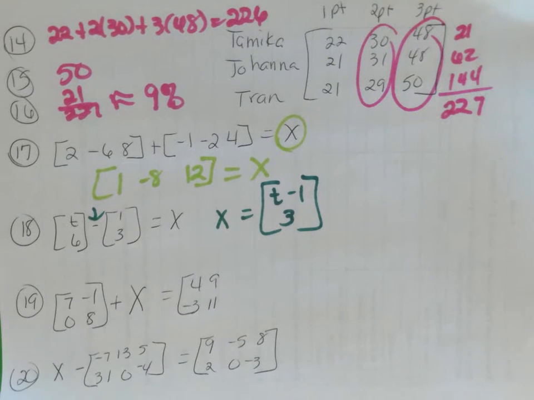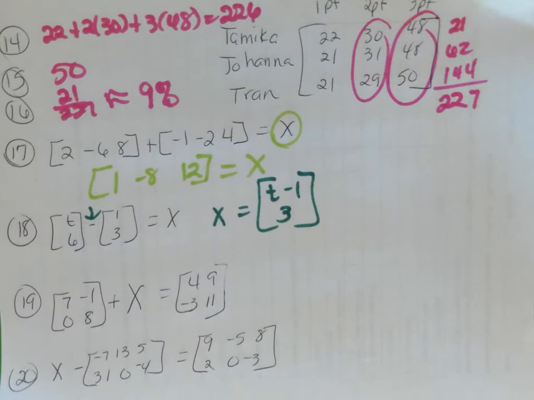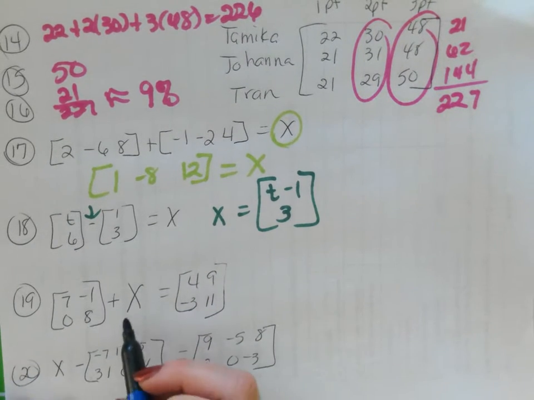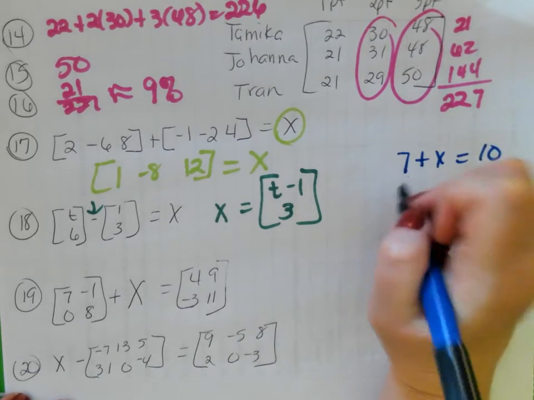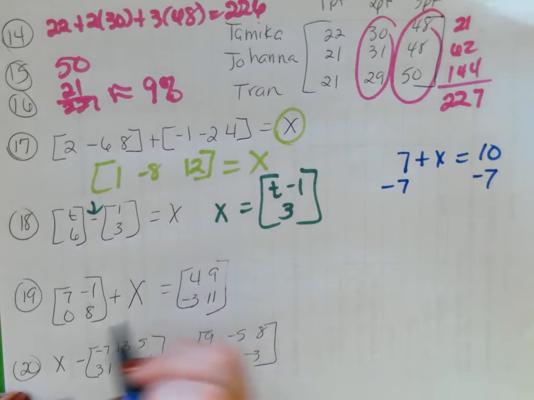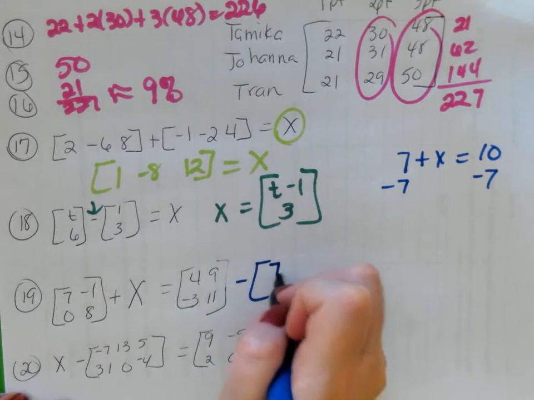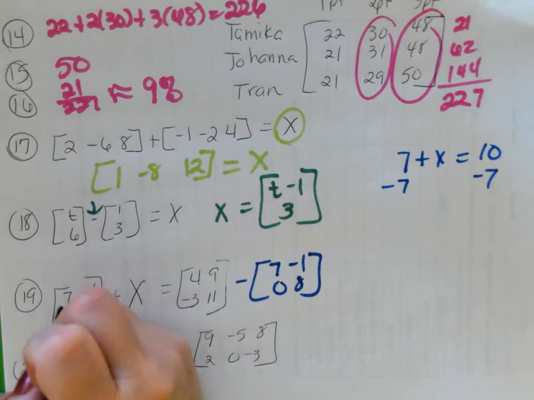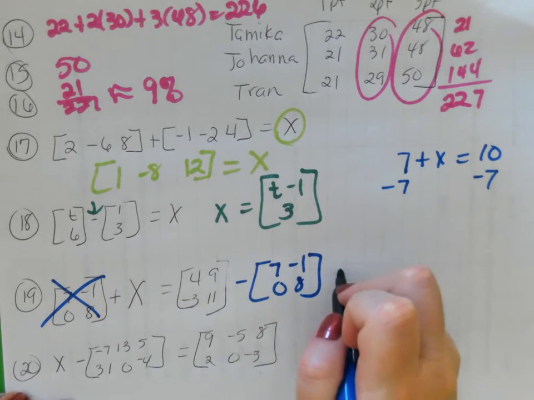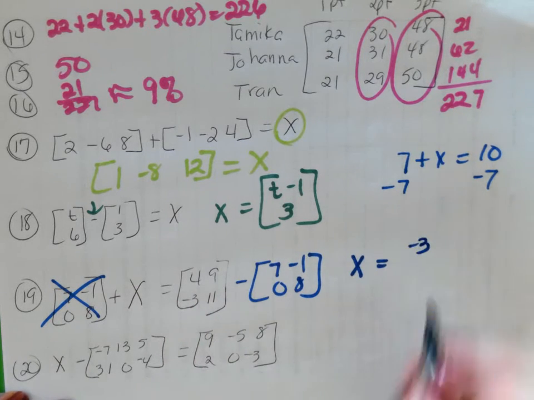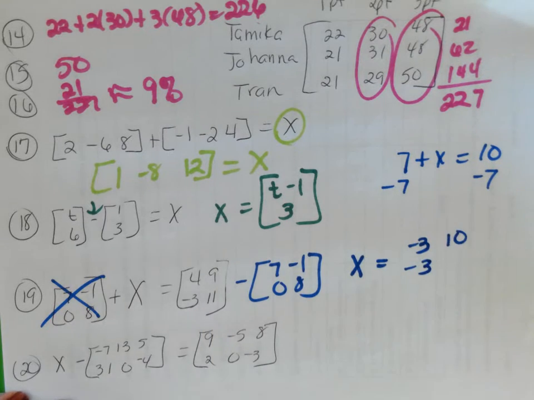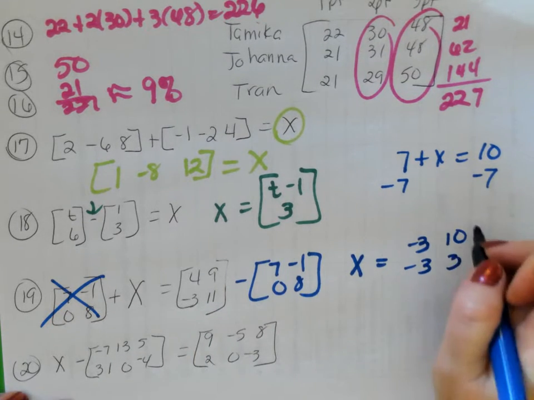Okay, next one. Oops, I left off part of the bracket here. Let's fix that. Okay. All right, we're trying to find the X. So as in a normal equation, if we had 7 plus X equals 10, we would subtract the 7 from both sides. So we're going to subtract this matrix and make it go away from over here. That leaves us our X. So X is equal to 4 minus 7 is negative 3. 9 minus negative 1 is 10. Negative 3 minus 0 is negative 3. And 11 minus 8 is 3.